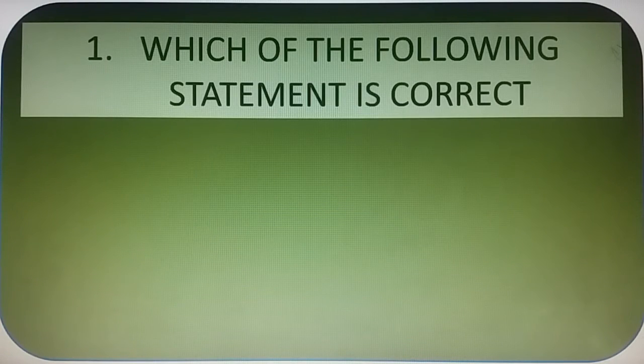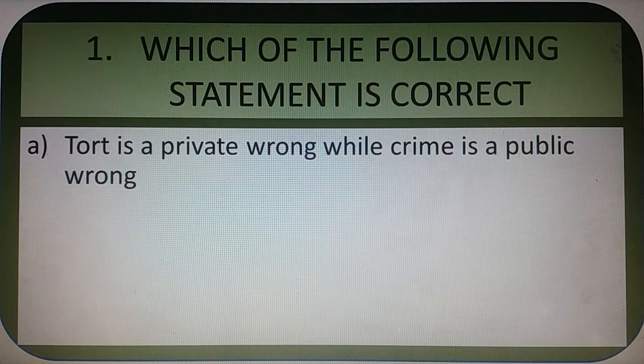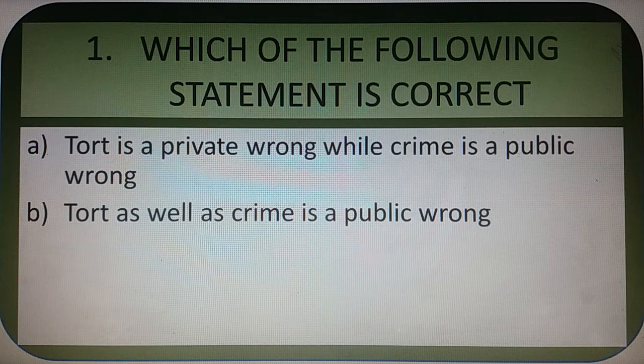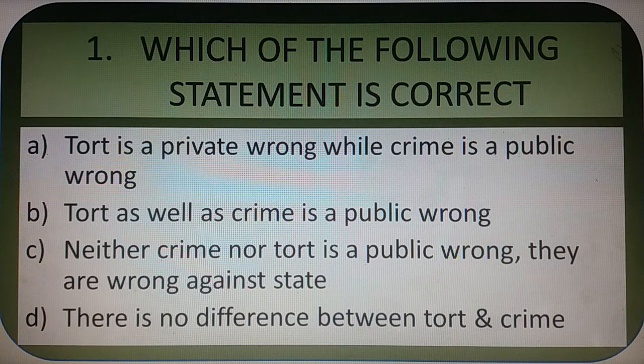So the first question, which of the following statements is correct? Statements are A. Tort is a private wrong while crime is a public wrong. B. Tort as well as crime is a public wrong. C. Neither crime nor tort is a public wrong. They are wrongs against the state. And D. There is no difference between tort and crime. And the correct answer is A, that is, tort is a private wrong while crime is a public wrong.